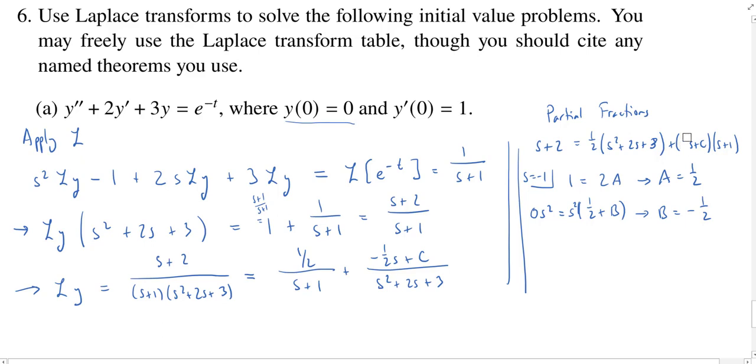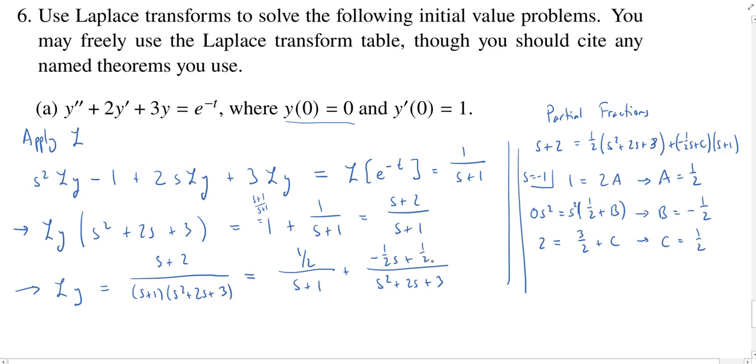Fine, I have negative 1/2. Now I want to get my c. Let's use the constant term. On the left-hand side, we have a 2. On the right-hand side, I have a 1/2 times 3, so that's 3/2, and I have c times 1, so that'll be plus c. So 3/2 plus what is 2? Okay, c has to be 1/2.